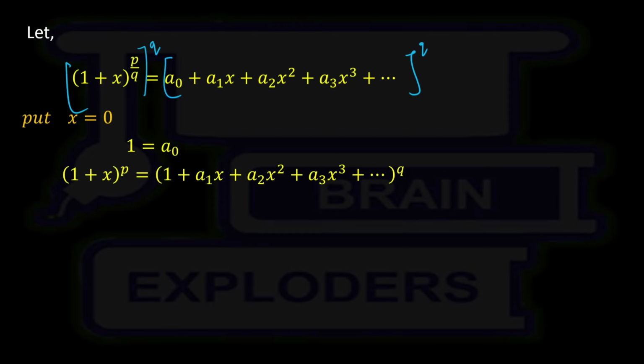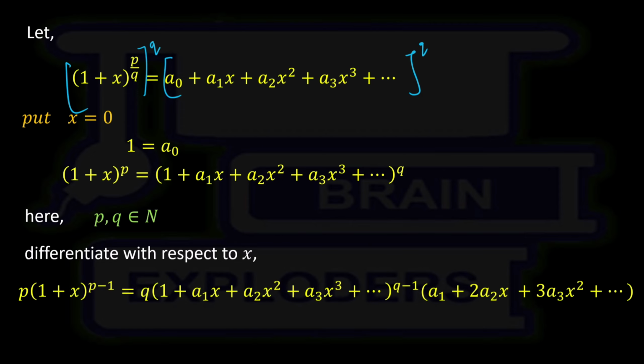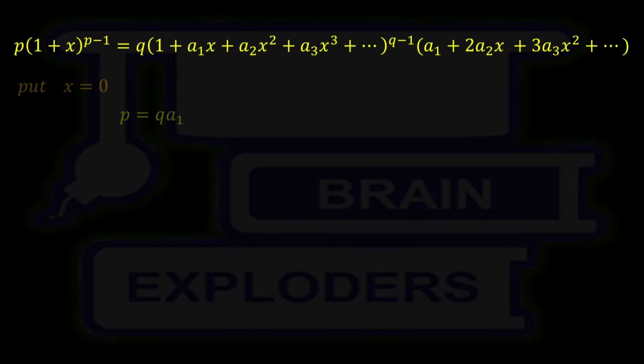Now since we know that p and q are natural numbers, our differentiation will work over here, right? So what we get? We get p times (1 plus x) raised to the power p minus 1 equals q times this series to the power q minus 1. And then according to the chain rule, we have to differentiate this series again and take it in multiplication. So we get a1 plus 2a2x plus 3a3x square, and so on, right? Now we can put x equals to 0 on both sides, and we get a1 equals to p by q.